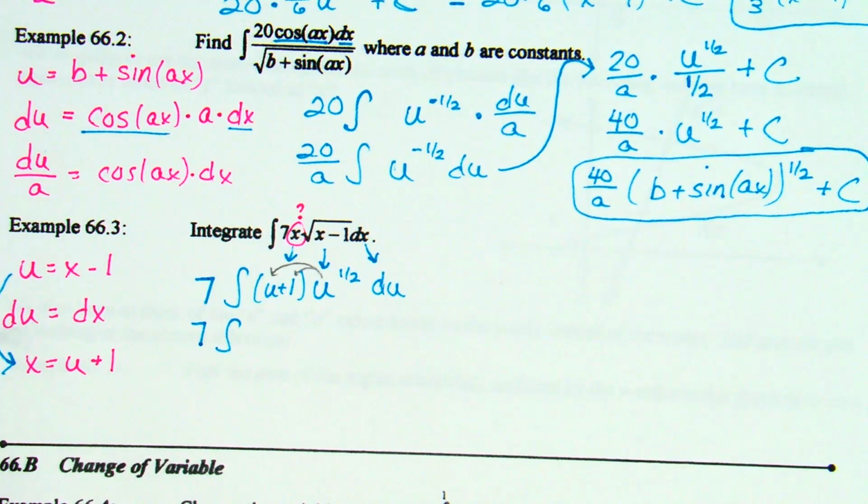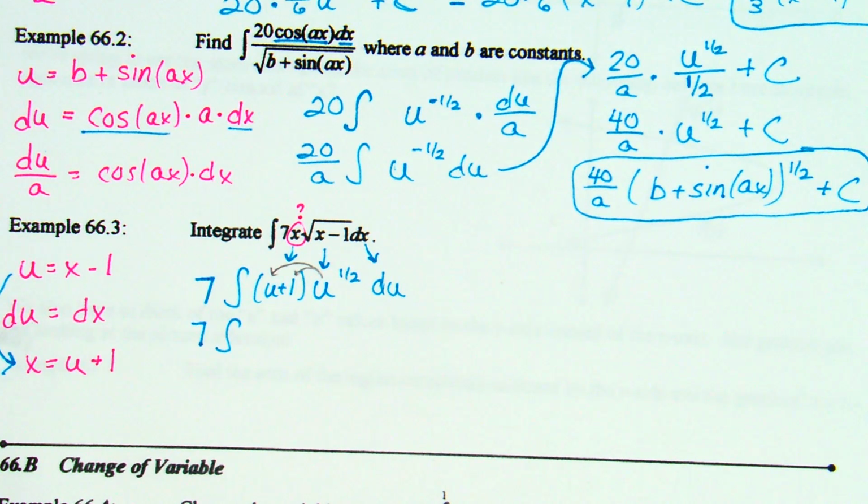What would be u to the 1/2 times u? u to the 1/2 times u means this is u to the first, yes? What do you do when you're multiplying and the bases are the same? You keep the base and add the exponents. What's 1/2 plus 1? And there's the 3/2. Not something we use every day, but it's something you're supposed to know. Does that make sense?